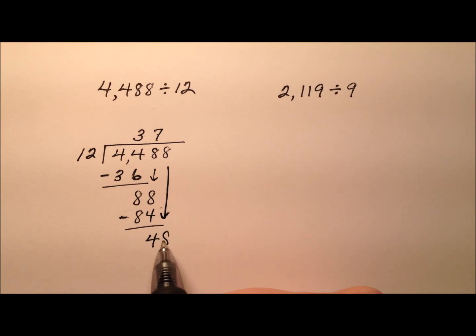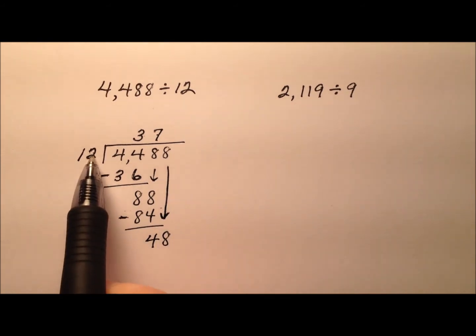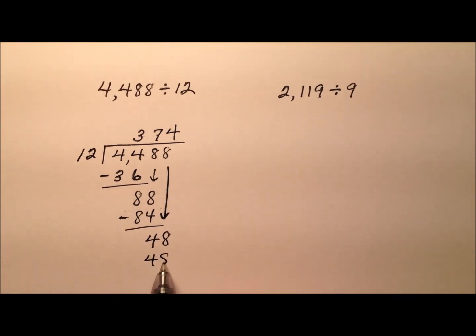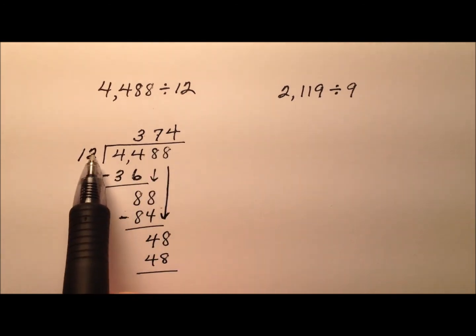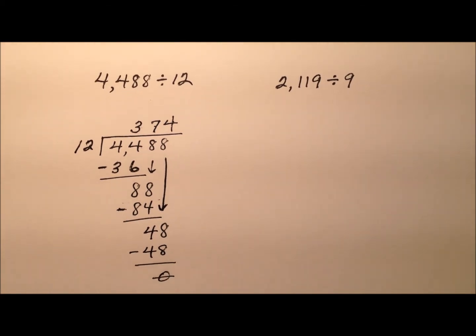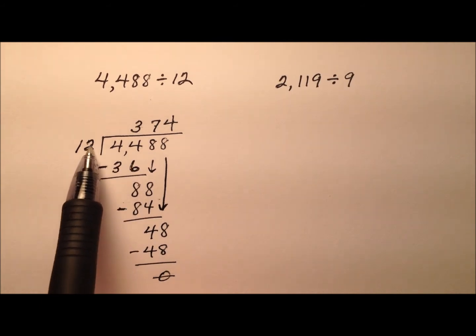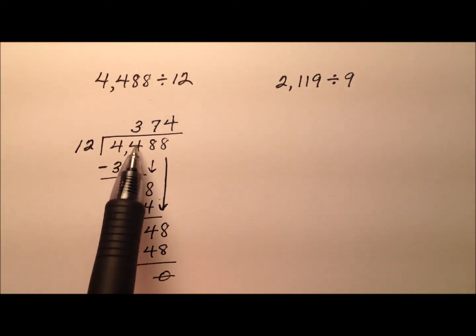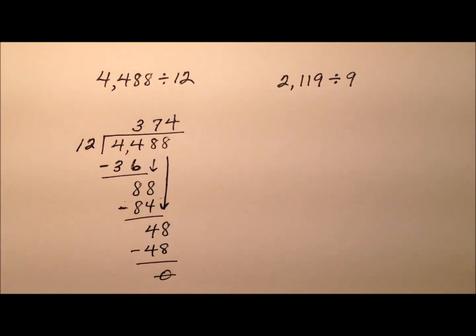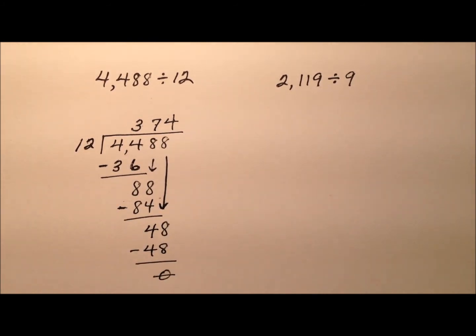And then I bring down this last digit, which is an 8. And how many times does 12 go into 48? Well, 4 times, nice and even. So when I multiply back through, I get 48. And I subtract, and I get 0. So I know that I have no remainder. So what this says is 12 divides 4,488 evenly, and it does so 374 times without remainder.